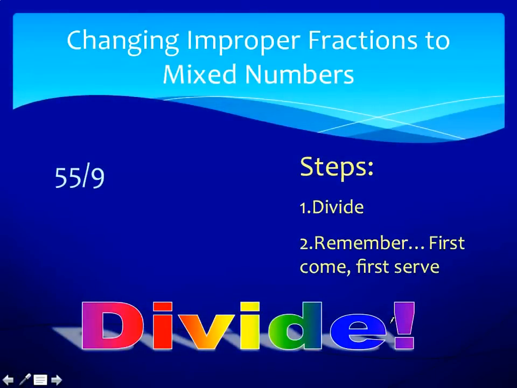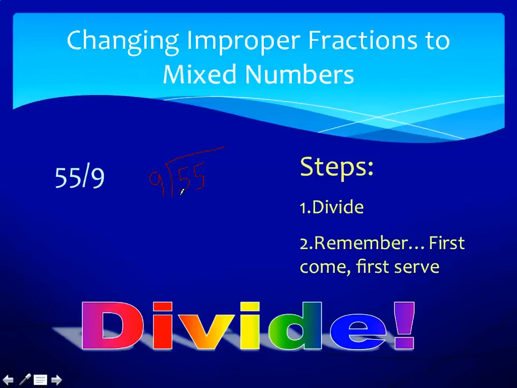Okay, when we're changing improper fractions to mixed numbers, although we won't do this much in 7th grade, it is important to remember how to do this. And to do this, basically all you have to do is divide. All right, so you'll look at your question, in this case, 55 divided by 9, and I'm going to set it up to divide it out. And we know the top number, or the first number, goes in the house. So first come, first serve. And in the house means that it goes in the division symbol. And the second number, or the bottom number, is going to go outside.